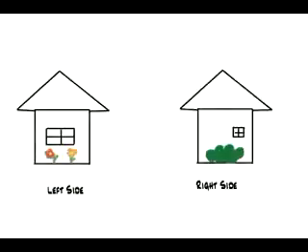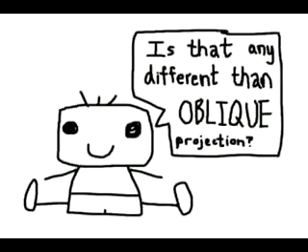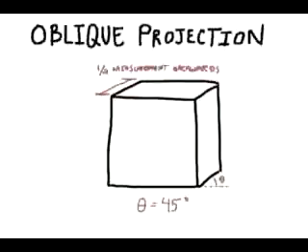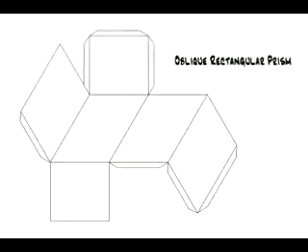Is that any different from oblique projection? Oblique projection is a type of parallel projection, so it projects the image by intersecting parallel rays from the object with the projection plane, which in this case is the computer screen. Oblique projection is also the crappiest method for drawing 3D models. However, it is the easiest. This is because oblique is not really a 3D system, but a forced 2D view of the object.